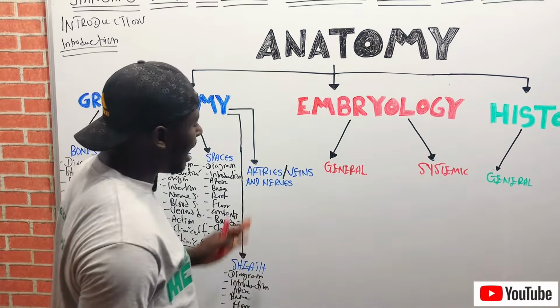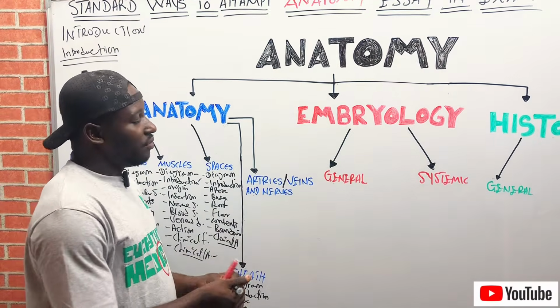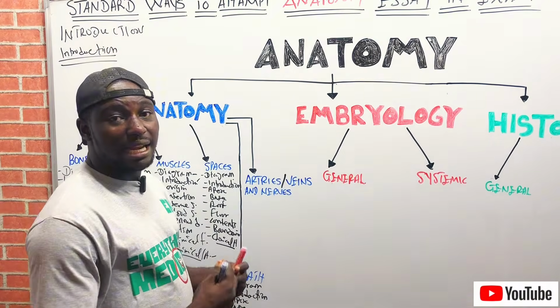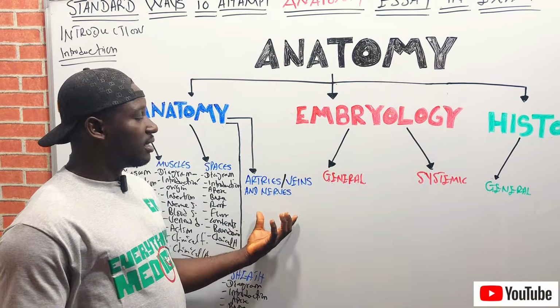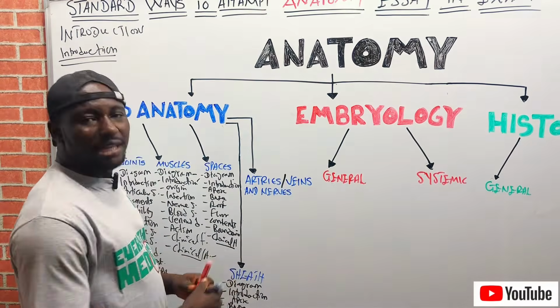Now let's dive into arteries, veins, and nerves. This area is also essential in human anatomy, in writing anatomy essays that depend on these structures. So first is diagram.